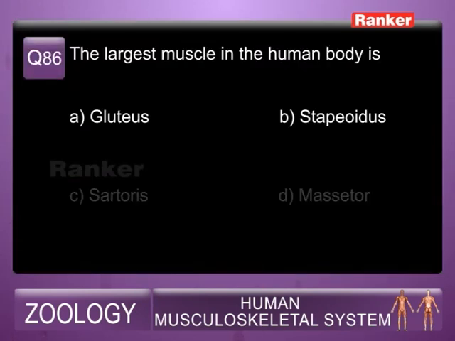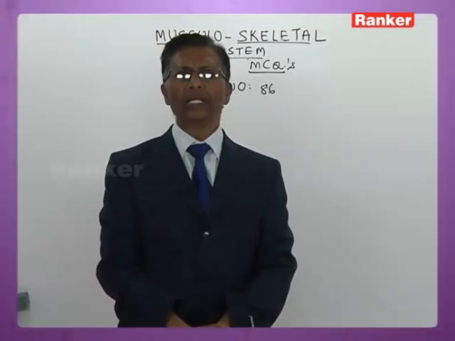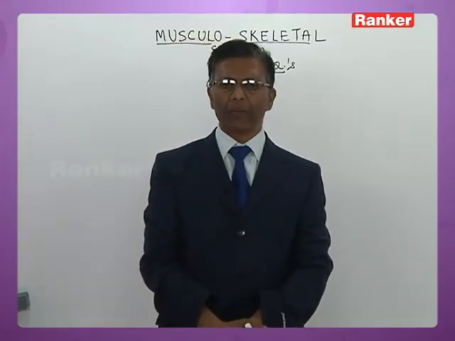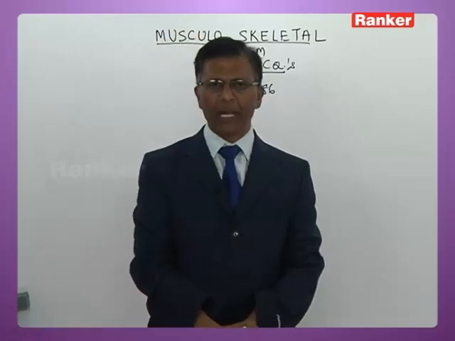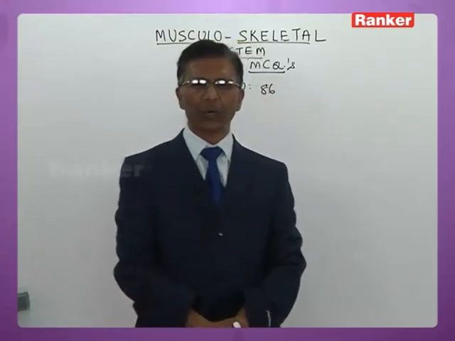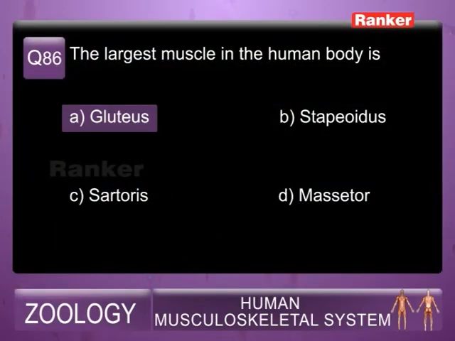86th is here. The largest muscle in the human body is A. Gluteus, B. Stapedius, C. Sartorius, D. Masseter. Gluteus maximus of the hip region is the largest muscle in the human body, and the smallest is the stapedius muscle of the middle ear. So the largest is gluteus maximus, that is A. For the 86th question, the answer is A.